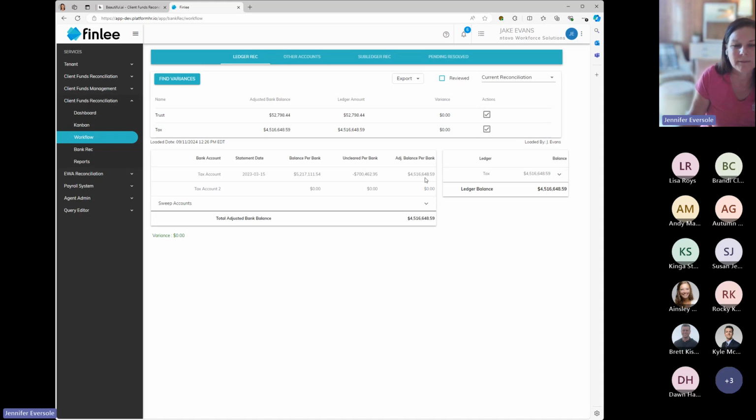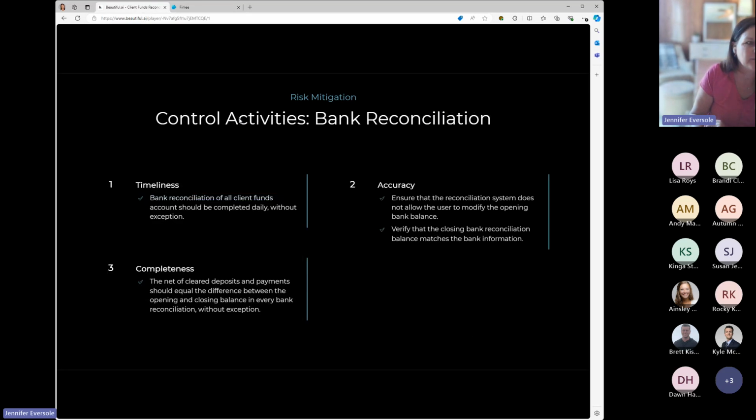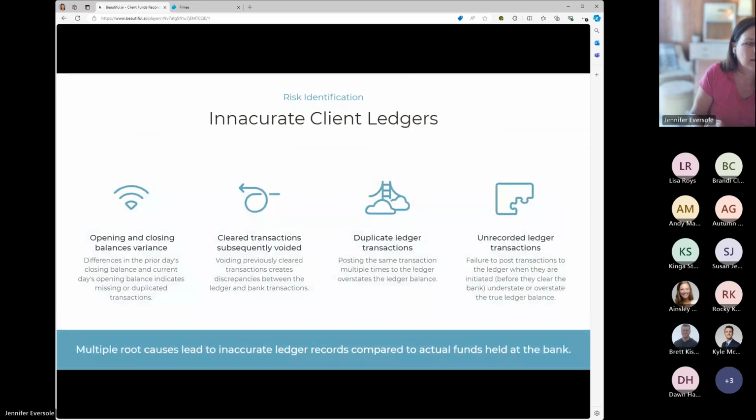And that gives me an adjusted bank balance. So I describe this number as: if everybody quits today and goes home and everything settles out and you never process another payroll or send another tax payment again, this is how much money is going to be left in the bank. And you want to make sure that matches the sum of your individual client ledgers. If not, that could mean those risks that we talked about back here, such as a cleared transaction subsequently voided, which would create an exception on the ledger rec. Bank processing or posting something to a prior day will also cause a ledger rec variance.